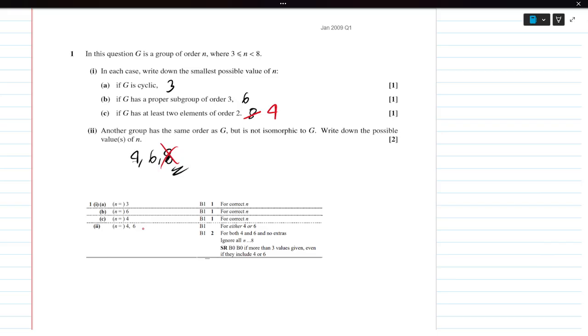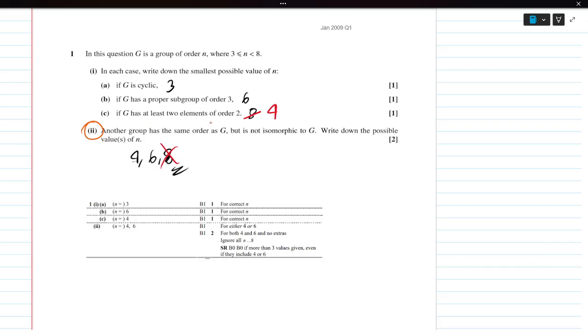Another group has the same order as G, but it's not isomorphic to G, rather than possible values of n. Hold up, what? I need to check with my teacher because I'm pretty sure you can have 2 groups of order 8 and not be isomorphic to each other. Okay, I'm gonna have to check this. I'm gonna check with my teacher. And if I am right, I'll crash out.